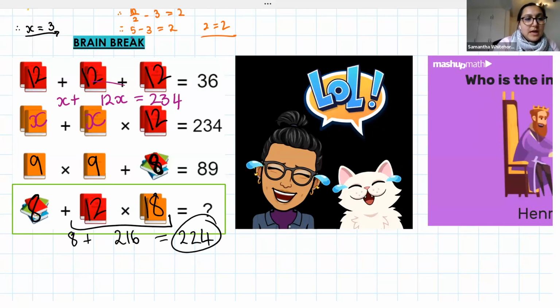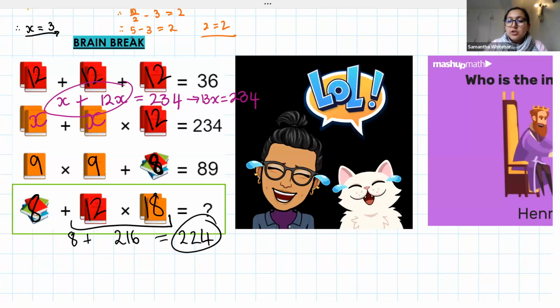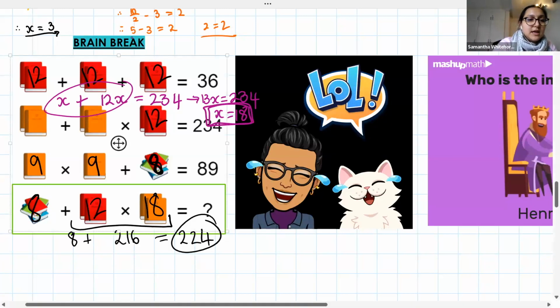Now, we know that X plus 12X are like terms. And so what we actually have in this equation is 13x equals 234, and we can solve for x. 234 divided by 13 gives us an x value of 18. And so that's how we can get that each of these orange books here was 18, exactly as Sinyane said. So we can use the concept of solving an equation for these brain break type of scenarios.